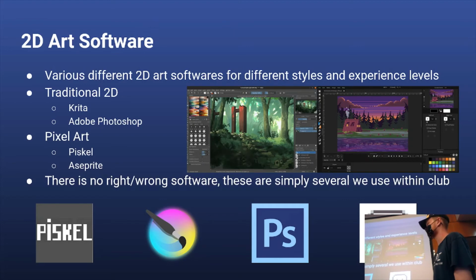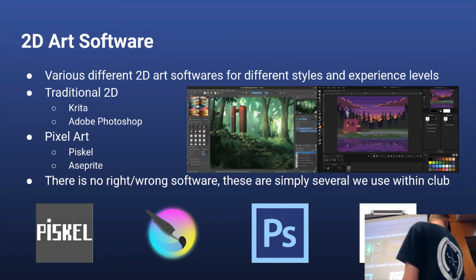2D art software. I'm not an artist, so I haven't actually used any of these, but I will talk about them. There are several different 2D art software you can use, such as Piskel, Sprite, Krita, and Adobe Photoshop. Or if you want to get more advanced, there's Microsoft Paint. For 2D art, Krita and Photoshop are great if you want to do painting or character assets. And if you want to do a pixel art style, then Piskel and Sprite are great.